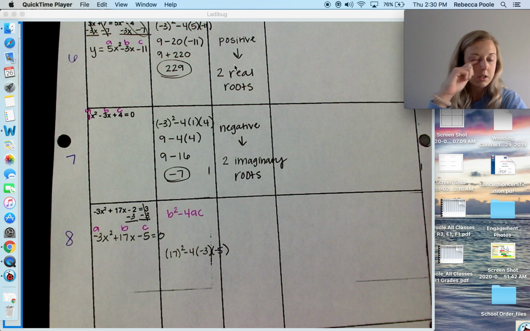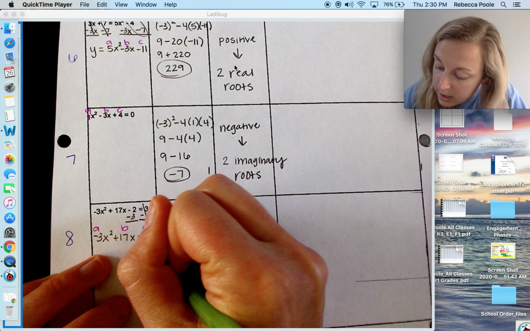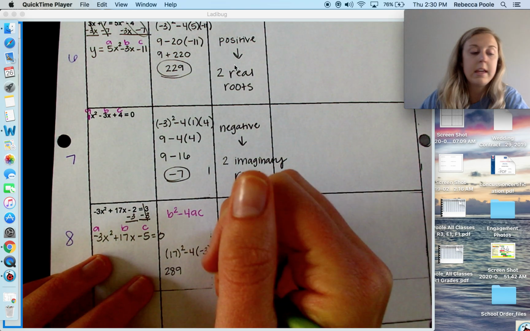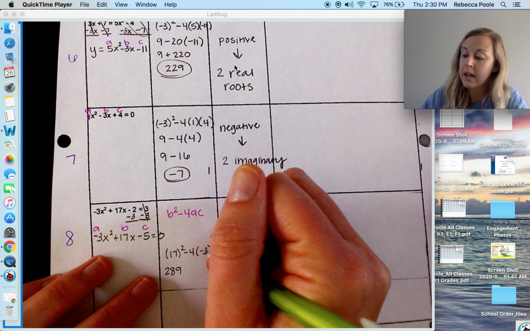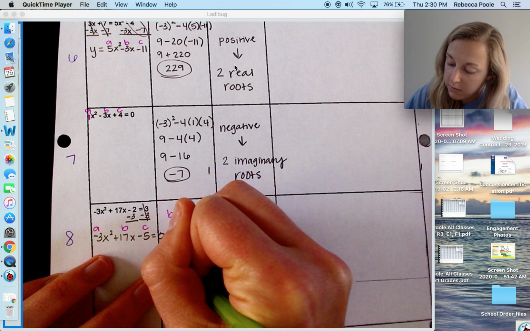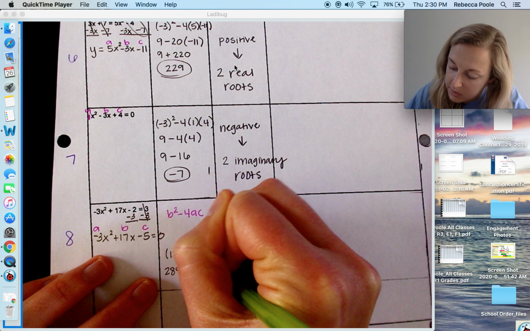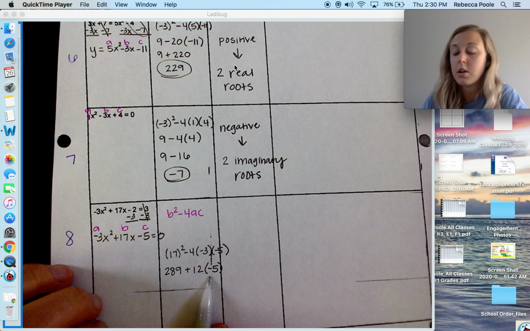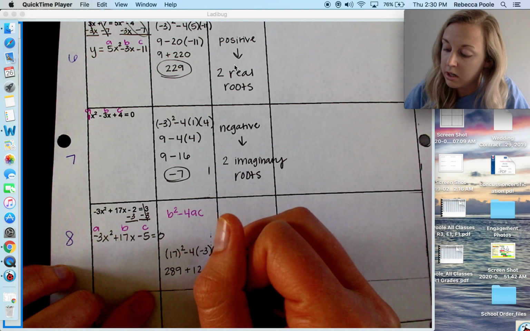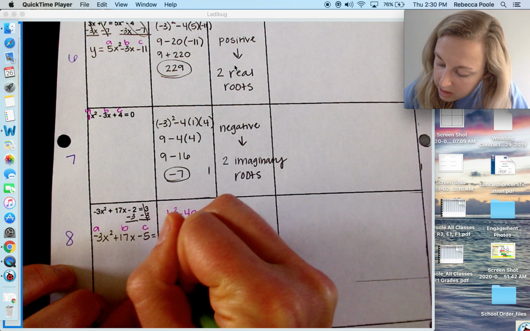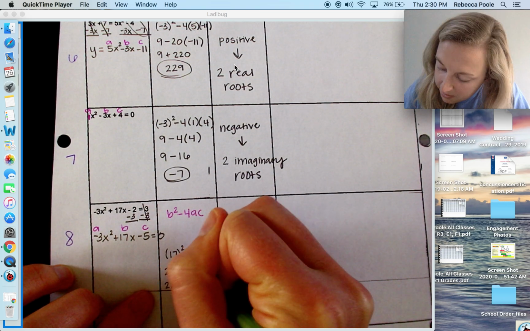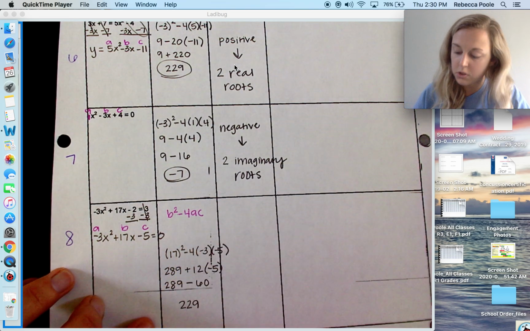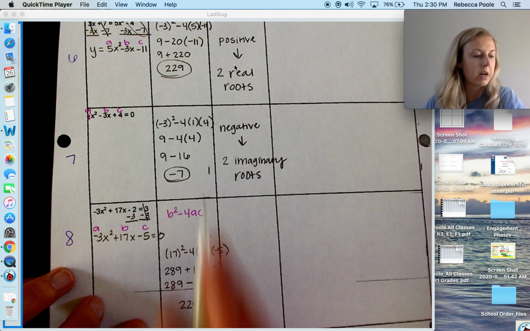Okay, so 17 squared is 289, I think, yeah. And then negative 4 times negative 3 is going to give me positive 12 times negative 5. Remember, you have to do multiplication first. This is PEMDAS. So 12 times negative 5 is going to be negative 60. So we have 289 minus 60, which also gives us 229, which is weird. That's the same thing we got up there.